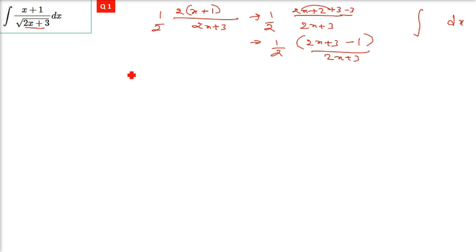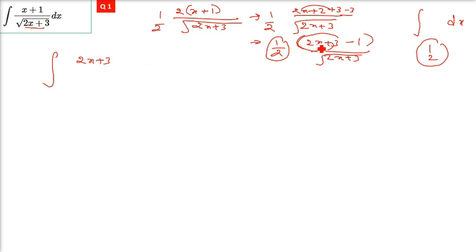This is the final thing, which we are going to separate out in the factor form. That is half. I am putting it in the baggage because this may create problems in multiplication, so half I'll use later. So what are we left with? 2x plus 3 divided by under root 2x plus 3 is the first term, and the other term is 1 by under root 2x plus 3.